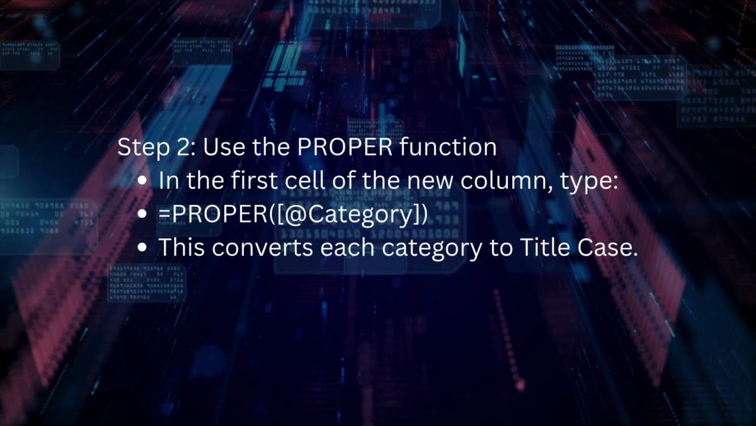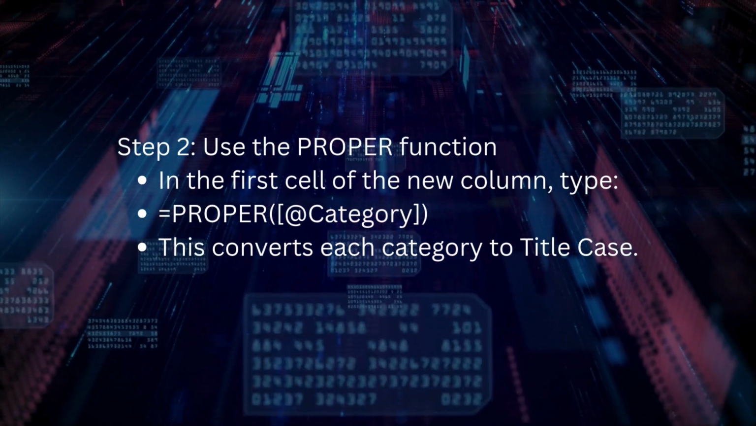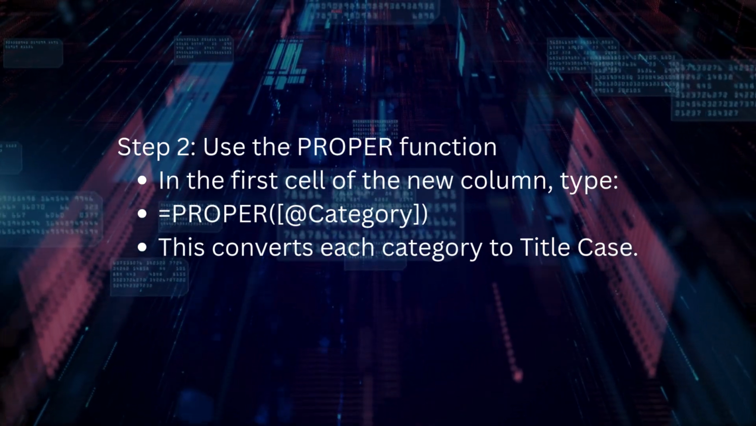Step 2. Use the proper function. In the first cell of the new column, type equals PROPER, open parenthesis, the category cell. This converts each category to title case.